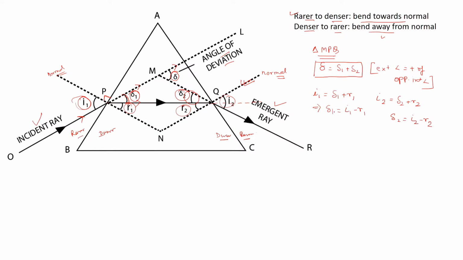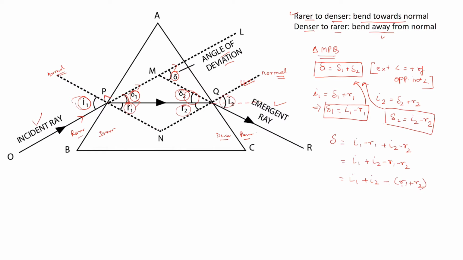Fine. Now we will put these two values in the above equation. So I will get the value of delta as I1 minus R1 plus I2 minus R2. If I bring all the I together, so I1 plus I2 minus R1 minus R2, it can be written as I1 plus I2 minus (R1 plus R2). Okay, so delta can be written as (I1 plus I2) minus (R1 plus R2). So this is the first derivation, and look at the second one.